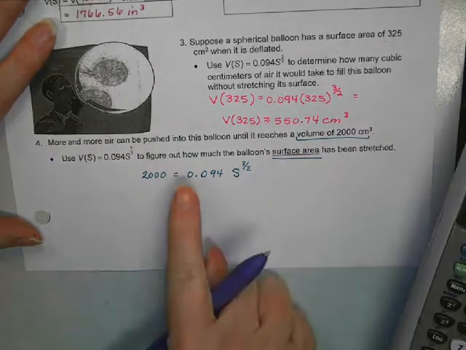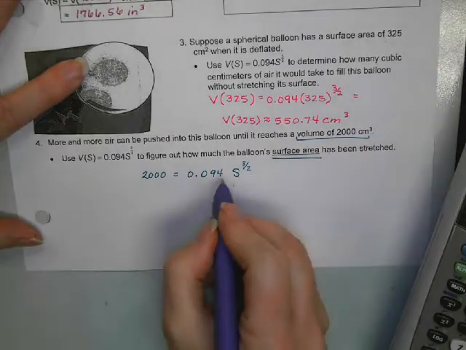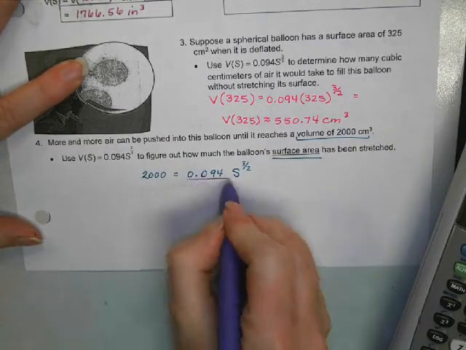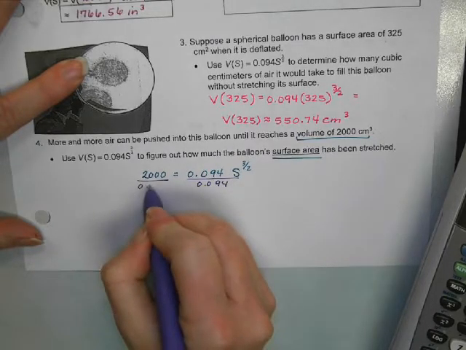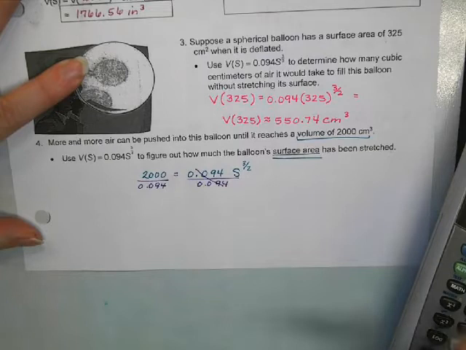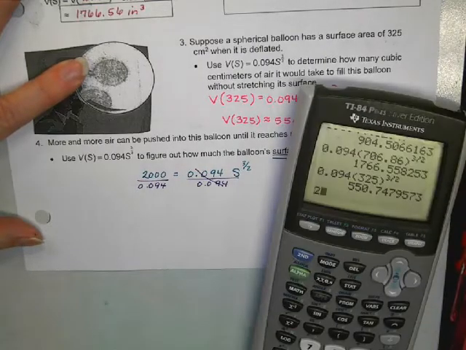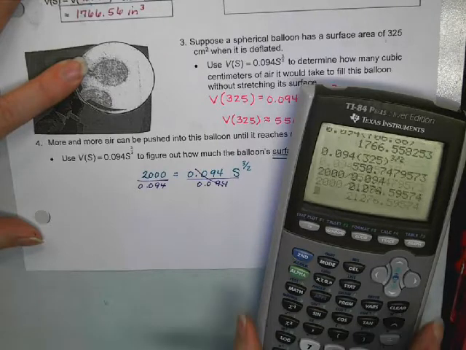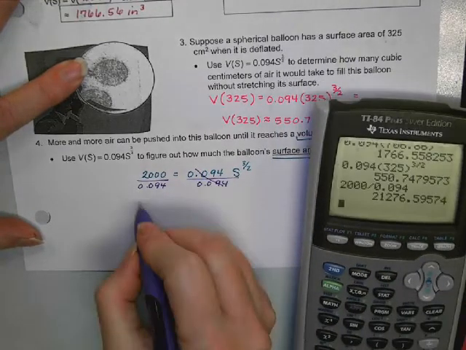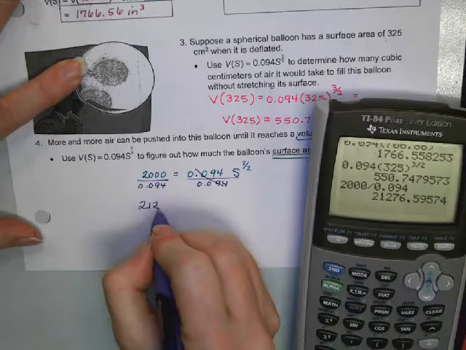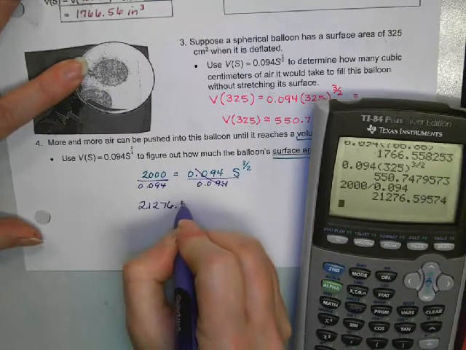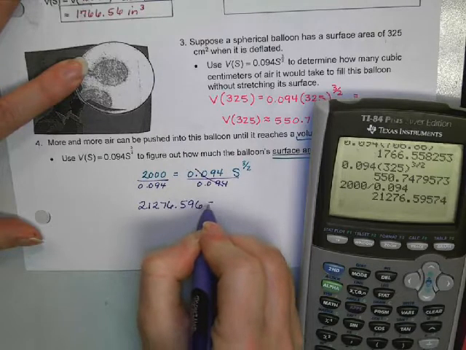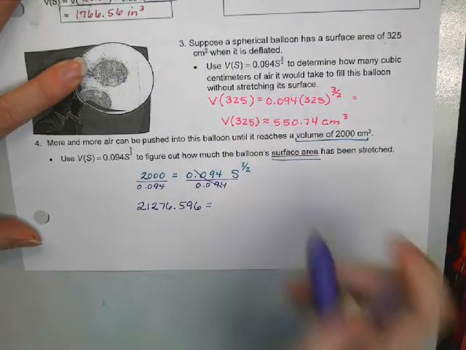Right, we want to get rid of the 0.094, and that's being multiplied by the s, so I'm going to divide to get rid of it. All right, that gives me a really big number. 21,276.596 equals s to the 3/2.